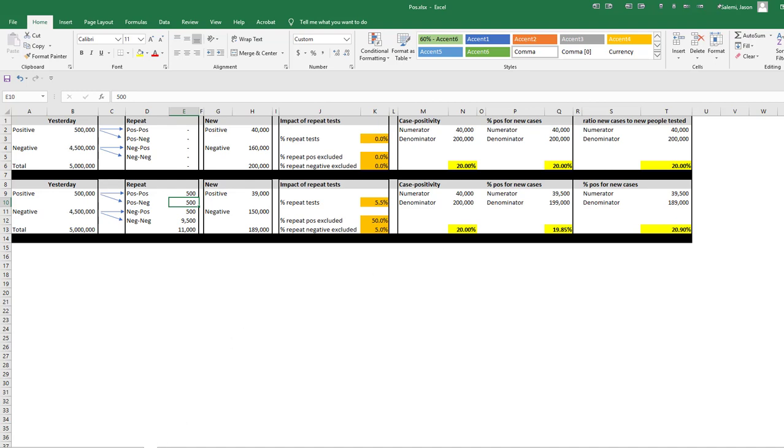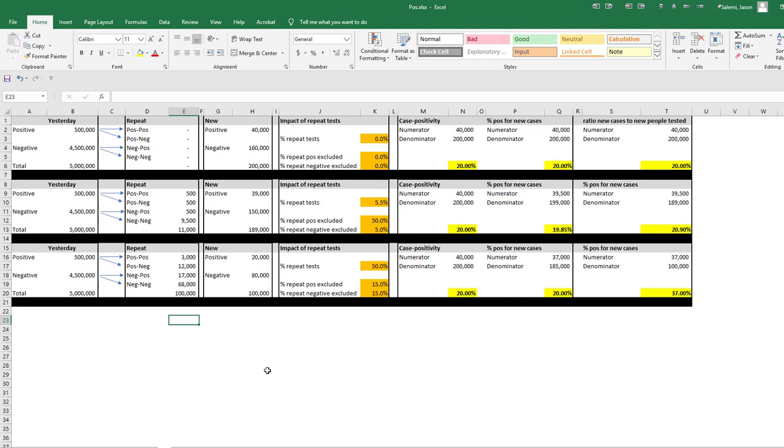What about scenario 3? So let's start to up the percentage of all tests that are repeat tests. So in this scenario, what I've done is I've made a high proportion. So you'll notice here, there's still 200,000 people that were tested. 100,000 had never been tested before. 100,000 had. So the proportion of all tests that are repeat tests is 50%, right?